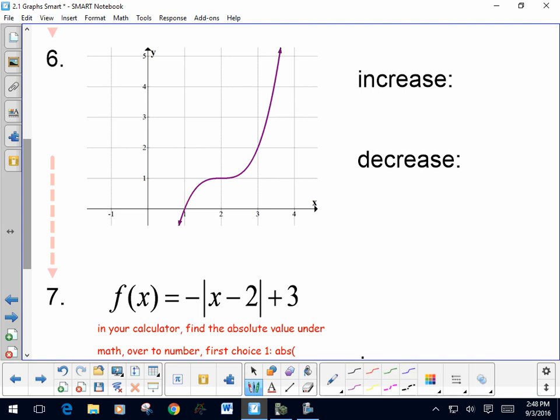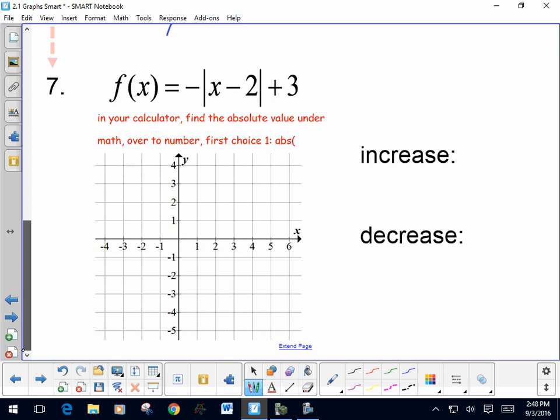If we think about what is happening here from left to right, the function is increasing. It kind of flattens out, but it never decreases, and then it continues to increase. So this function is actually increasing everywhere from negative infinity to positive infinity, and it does not decrease. It has no interval of decrease. Last one of these, I think.